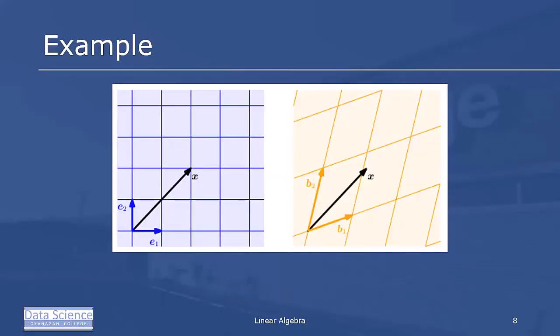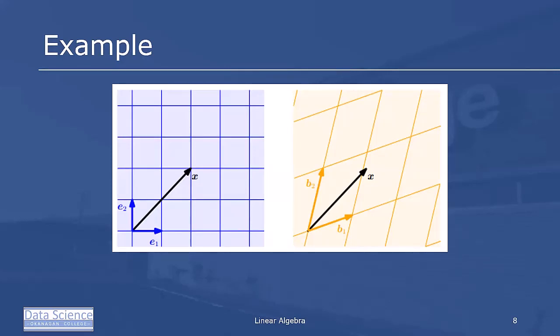Basis effectively defines a coordinate system. We're familiar with the Cartesian coordinate system in 2 dimensions, which is spanned by the canonical basis vectors E1 and E2, E1 being (1, 0) and E2 being (0, 1). In this coordinate system, a vector x in R2 has a representation that tells us how to linearly combine E1 and E2 to obtain x.